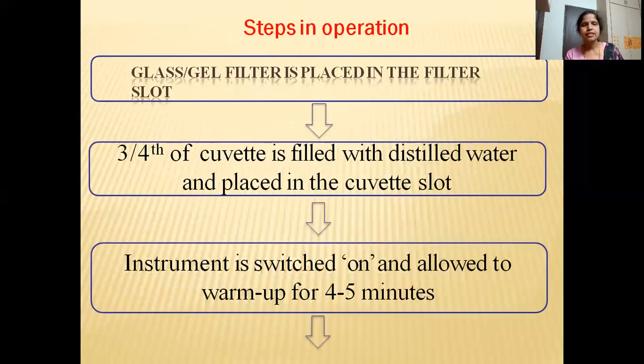First, as I said, I have shown you the sample holder, the cuvette. First you have to clean the cuvette. Then fill the cuvette with three-quarters of distilled water and place it in the cuvette slot, that is, the sample holder. Then switch on the instrument and allow it to warm up for 4 to 5 minutes.